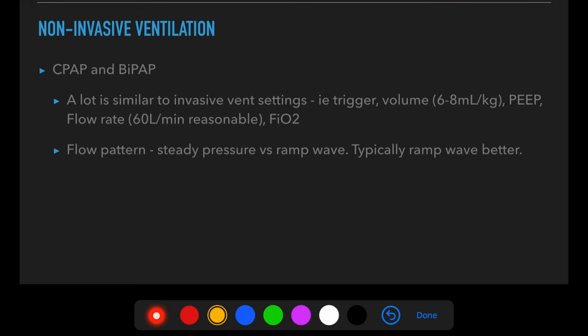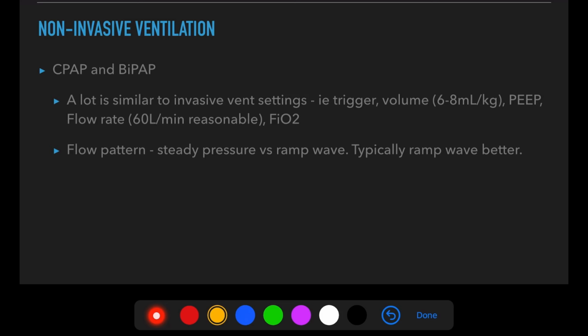So let's talk briefly about non-invasive ventilation. In many ways, it is quite similar to mechanical ventilation. Non-invasive ventilation, CPAP and BiPAP, is a lot similar to our invasive vent settings. Trigger, a volume, give them a PEEP, give them a flow rate. Oftentimes you start off with a flow rate around 60 liters per minute, and you give them a certain FiO2.